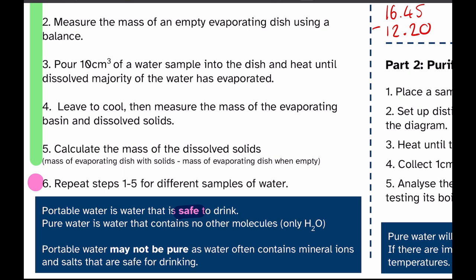The difference between that and pure water is that pure water contains nothing else. It does not contain any salts, it does not contain any minerals, it just contains H2O molecules. That is what pure water is. So potable water may not be pure, because often potable water contains things that are really good for us, like mineral water. It contains mineral ions, it contains salts, and all sorts of stuff. Your tap water, they purposely add fluoride into it because they found that it will help your teeth.